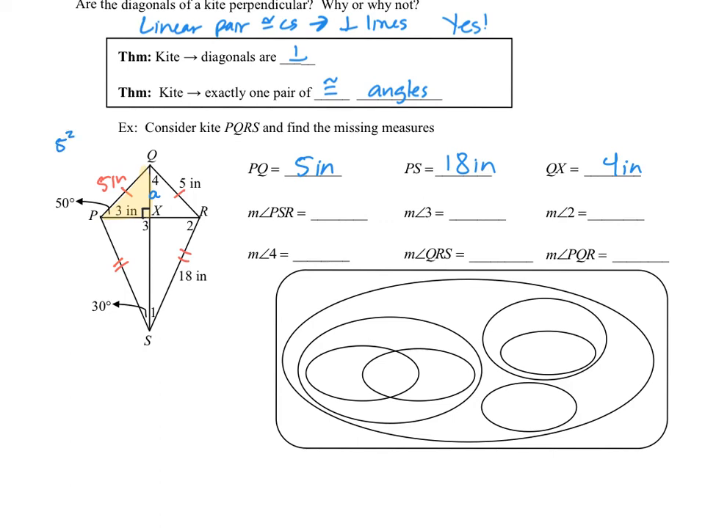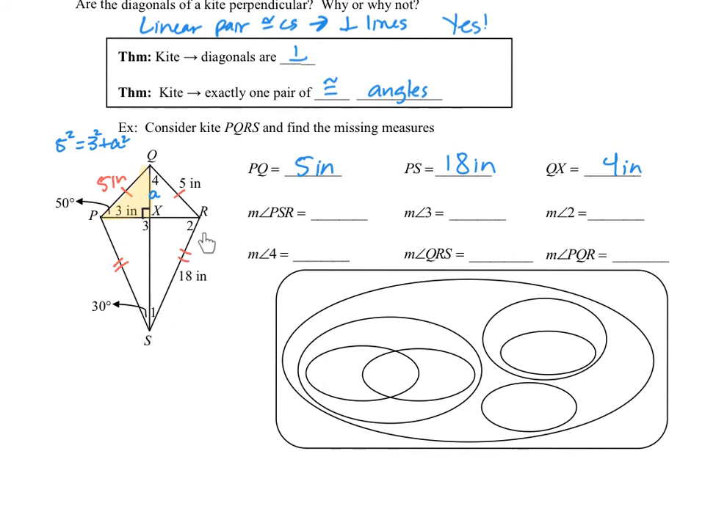The hypotenuse squared is equal to the sum of the squares of the two legs. That would have been 3 squared plus A squared. If you solve that for A, you're going to get 4, okay? Okay, the next measure we're going to find is the measure of angle PSR. That's this angle right here.